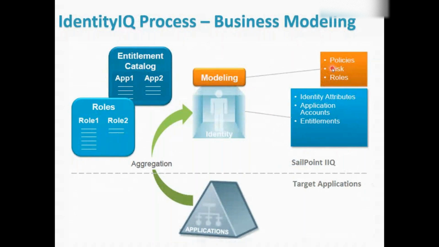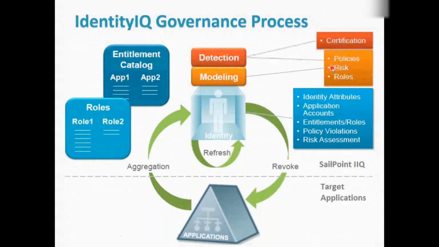Now next is the governance process. So we have modeled everything, and now the next thing is our governance process. The governance process says that once we define the modeling, using that modeling we need to detect which roles are really not required by the user, and which roles are really required by the user. Is the access proper? Those things are part of the governance process, and that is called detection.